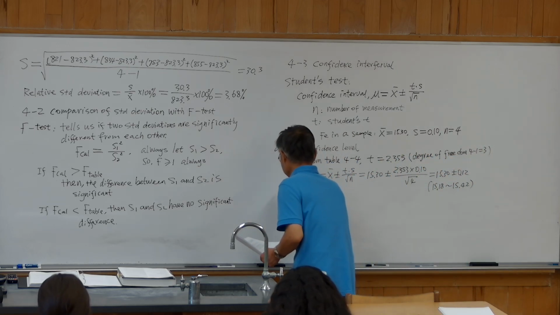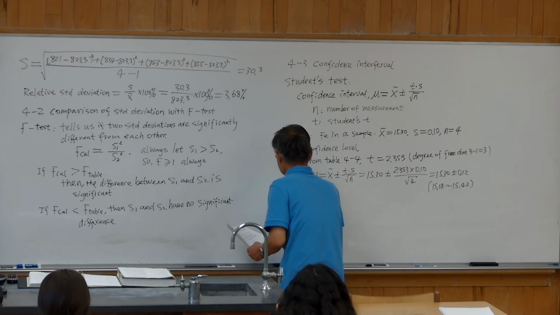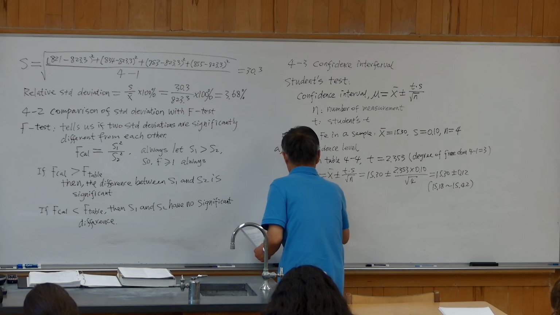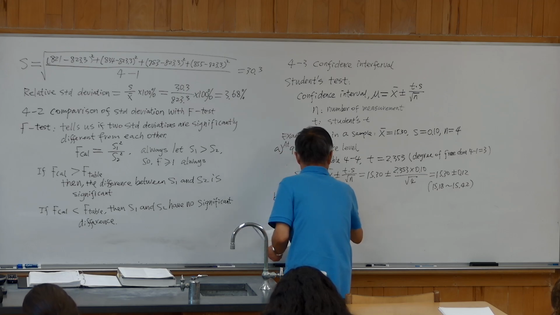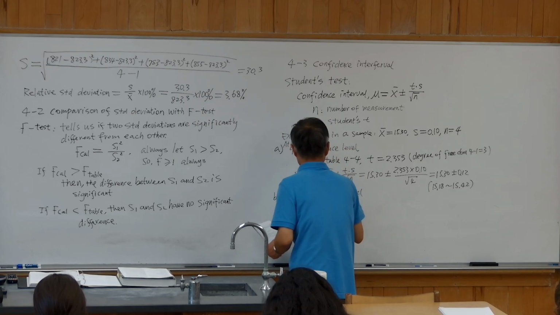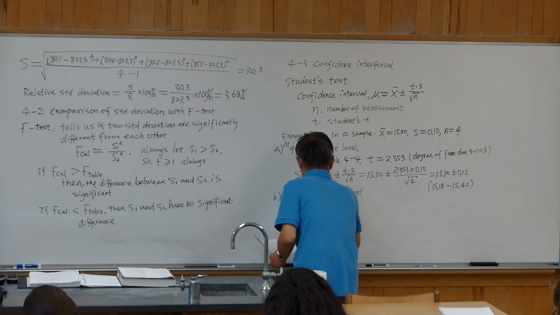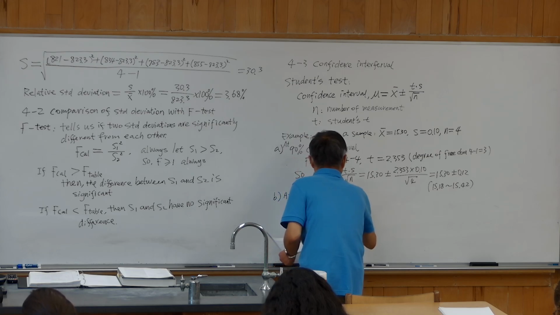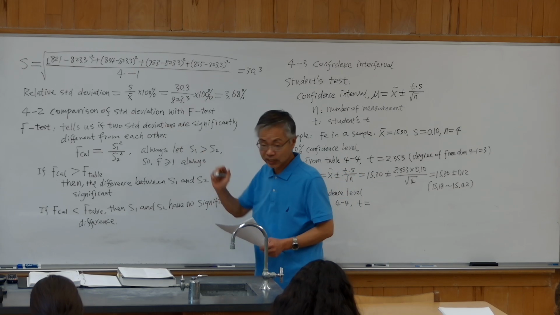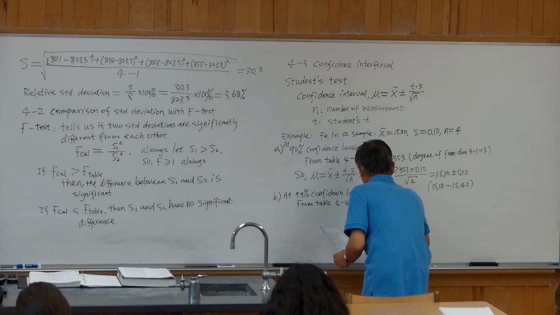And if we raise the confidence level to 99%, then from the table, what is the t-value? Use that table. So we find that this time the t-value is 5.841.